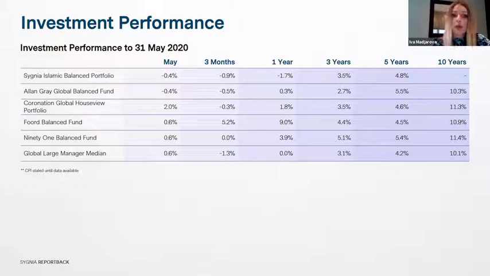Members can also invest into an Islamic balanced portfolio, so members that want to follow investments that follow the Sharia laws, that's a portfolio for them. Another thing to point out over here is the 91 Balanced Fund, this is essentially Investec Asset Management that has rebranded and they now call themselves 91. And we can see that they've done 3.9% for the year.